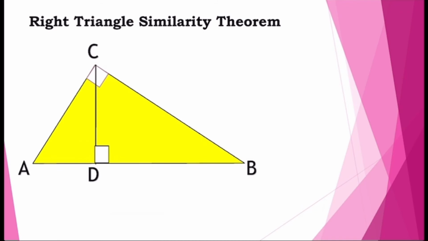Now, let's assume that line segment CD is the altitude to the hypotenuse AB of right triangle ACB. If AD is equal to 3 and DB is equal to 12, let's find the measure of CD.